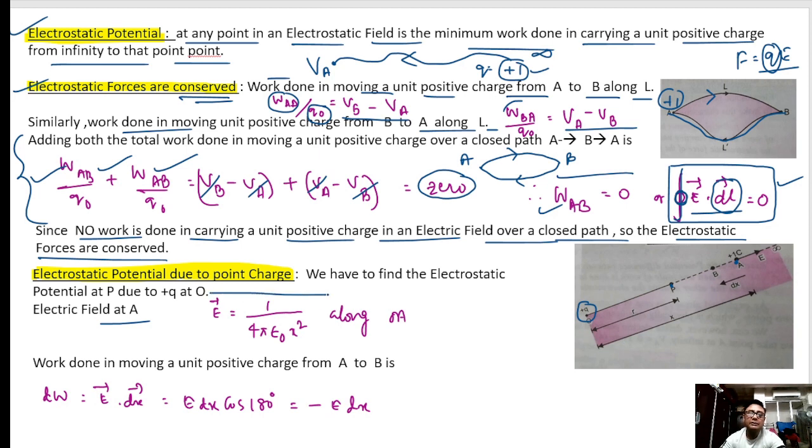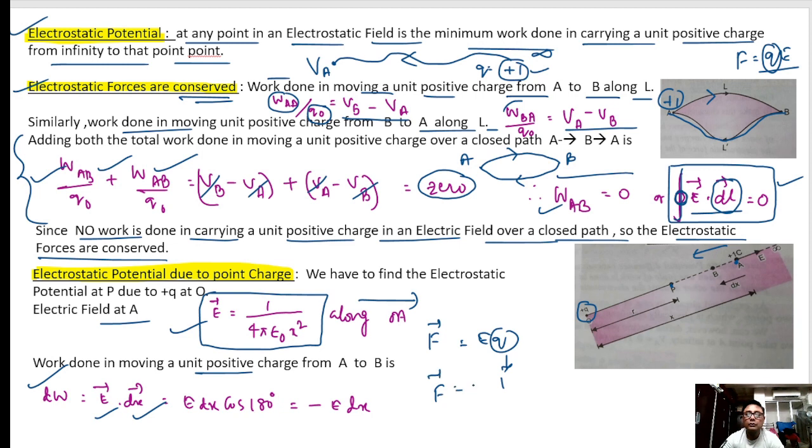It will be given like this. Because it's a positive charge, along OA, this is the electric field at A, at distance x. Now, if I take a unit positive charge and move it from A to B, what is the work done? E dot dx, where dx is the distance. And since I have taken a unit positive charge, F is equal to E into Q. If Q is 1, then F is equal to E.